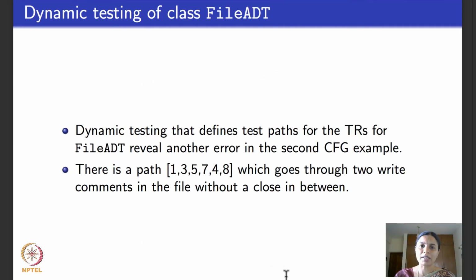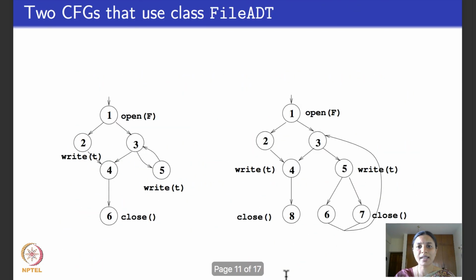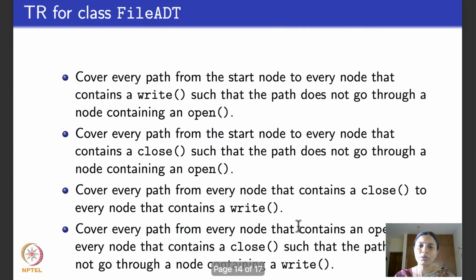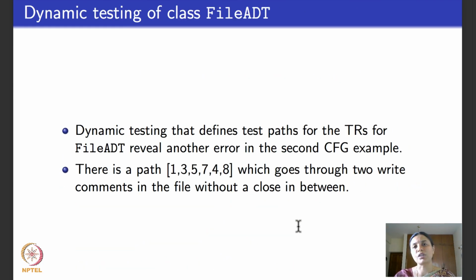So if I do dynamic testing, I will find that again the fourth constraint is violated. In this case, we will look at the second CFG, this one. How is the fourth constraint violated? There is this path, right? 1, 3, 5, 6, 3, which tries to write and not close a file. It tries to write once, goes back to 3, tries to write once more and doesn't close a file, and after that only closes a file. So through dynamic testing, I will be able to find out whether there is a violation of the sequencing constraint or not.